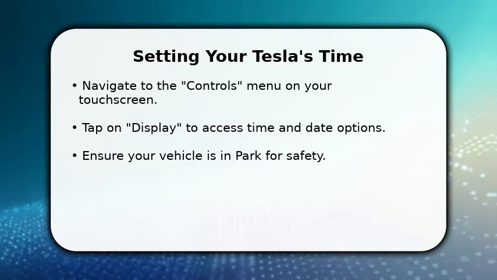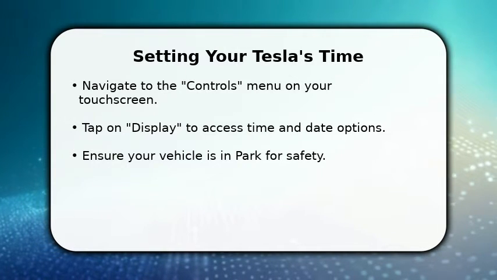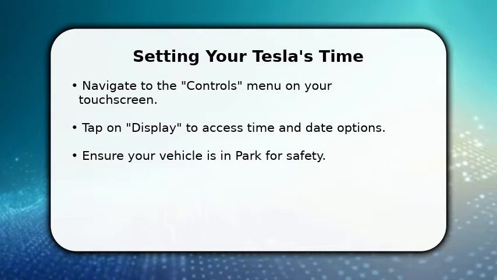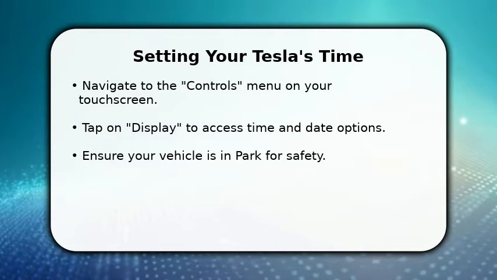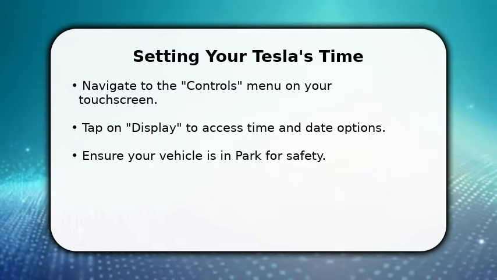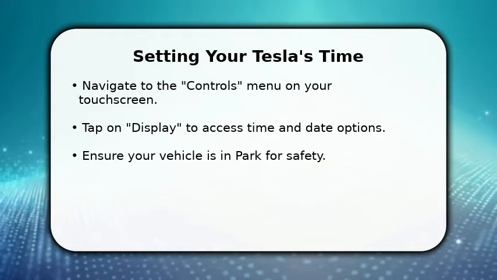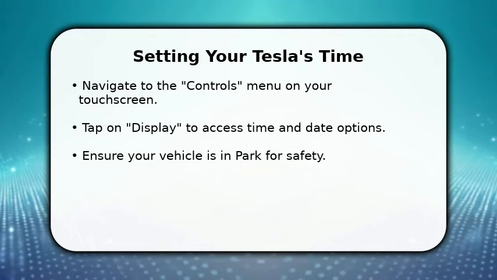First, let's get started by accessing the main controls. On your Tesla's large touchscreen, simply tap the Controls icon. From there, you'll want to select Display to find all the time and date settings. Remember, it's always best to do this while your vehicle is safely in park. This ensures you can focus without distraction.